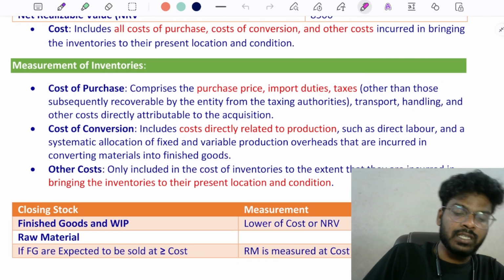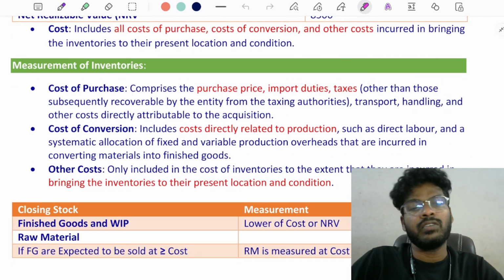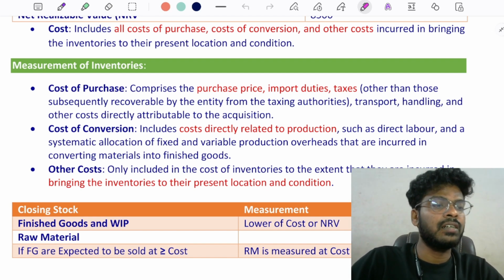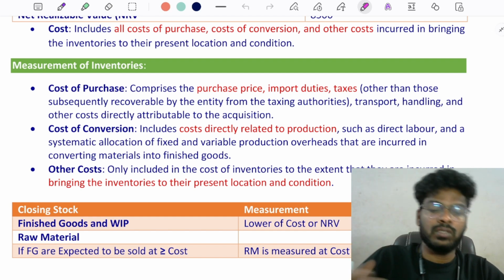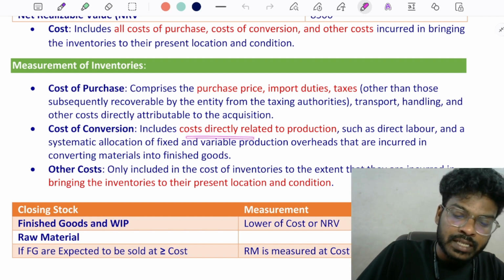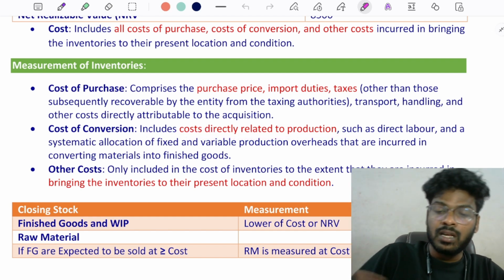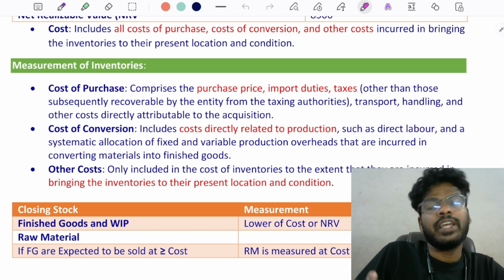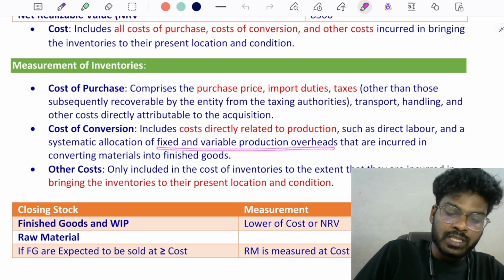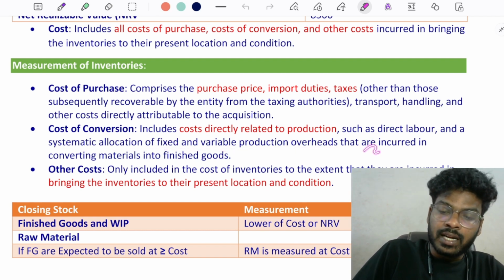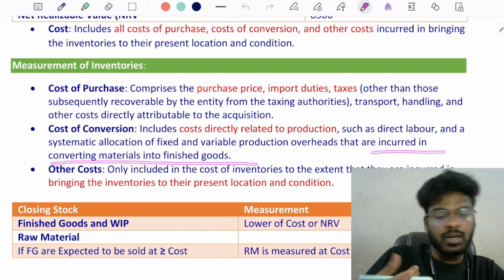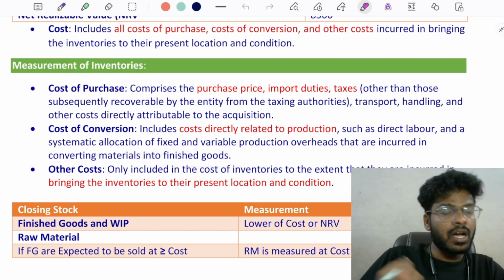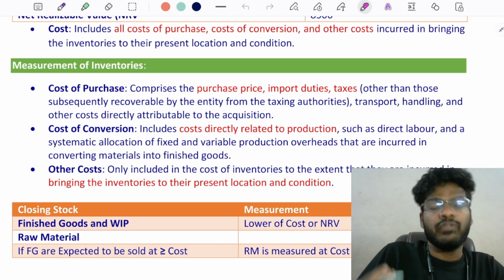Next is cost of conversion. What do you mean by cost of conversion? The cost incurred for converting the material into finished goods. That includes costs directly related to production, such as labor cost, systematic allocation of fixed and variable overheads that are incurred in converting material into finished goods.